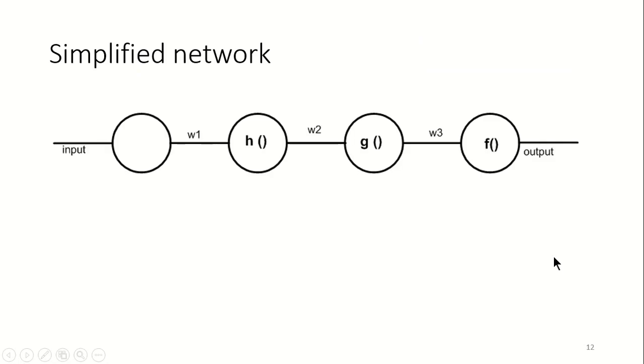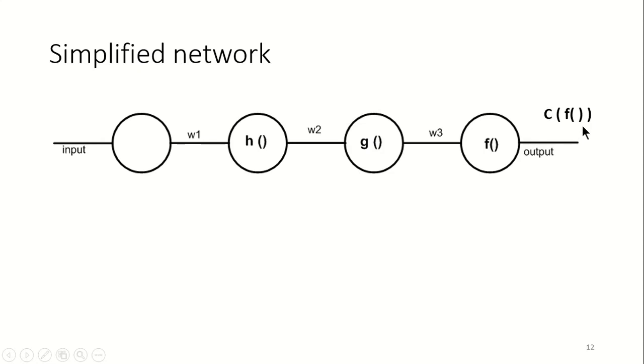So the simplified network I have drawn it here. One input node, then two hidden layers, one node each, then one output node. And the activation functions in these nodes are H, G and F, and the weights are W1, W2 and W3, and for the time being we are not considering biases. And the cost is this one.